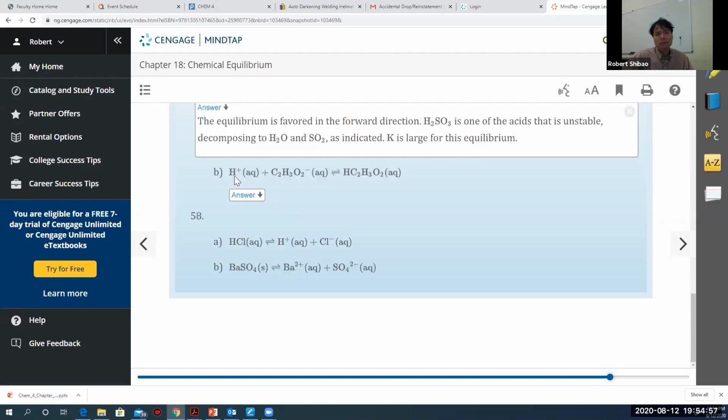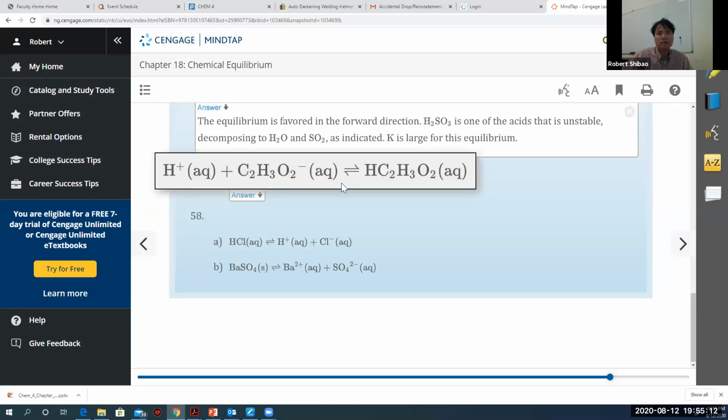Okay, here we're going from H plus and acetate to acetic acid. This one's fairly straightforward because H plus or hydronium is a stronger acid. Acetic acid is a weaker acid. And so here we're going from a stronger, more reactive acid, H plus or hydronium, to a weaker acid.